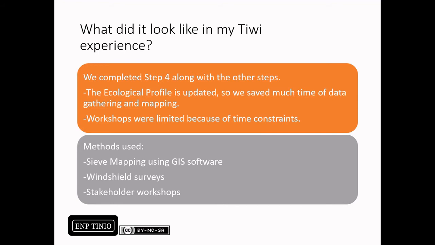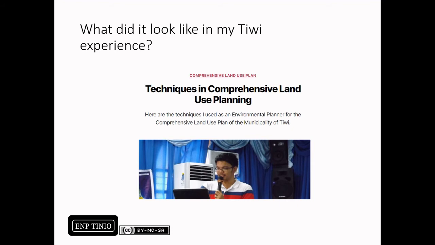Personally, the methods I used as an environmental sector planner were sieve mapping using GIS software, windshield surveys, and findings from the stakeholder workshops. I spent more time studying the data and information available in the ecological profile than thinking about priority projects and activities. Why? Because data is important in decision making. I've created an earlier recording on the techniques I used in the CLUP of Tiwi. Check it out at enptino.com.